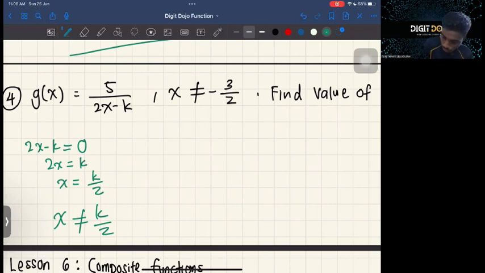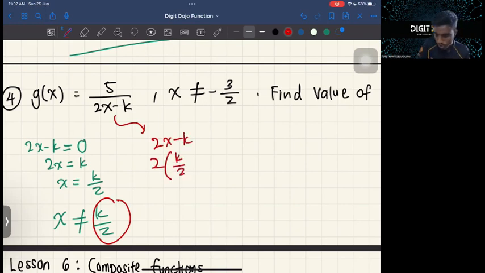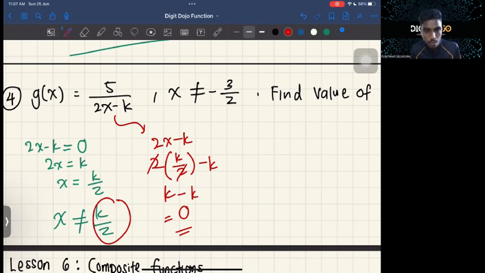How? Let me prove it to you. Let's say your x is k over 2. I bring this here, 2x minus k. The x, I put 2 times k over 2, minus k. This 2 is going to be cut out. K minus k, you will get 0, which I don't want. The denominator cannot be 0. So my x can never be k over 2.